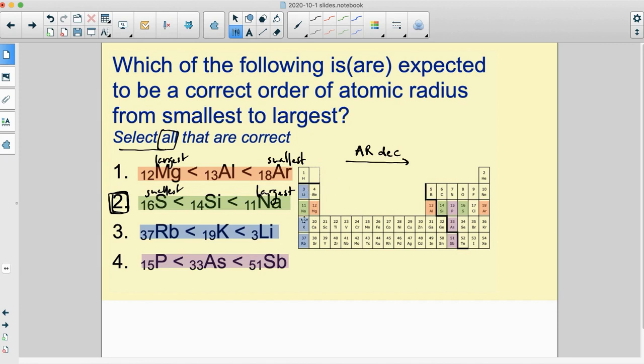Now we're looking at the 3 blue elements in group 1. Going down, atomic radius increases. So if atomic radius is increasing, that means that lithium is the smallest and rubidium is the largest. So that is not a correct choice. Phosphorus, arsenic, and antimony. Going down, we're increasing, and we can see that phosphorus would be the smallest, and antimony is the largest. So 2 and 4 are both correct. They're ordered from smallest to largest.